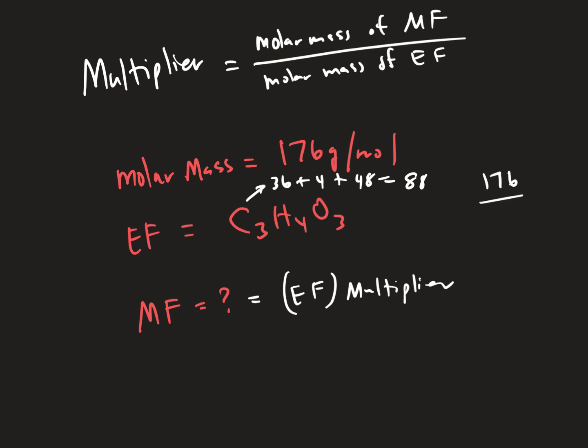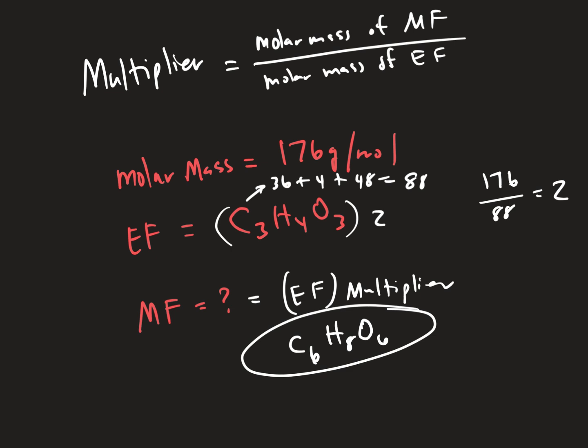All right, so 176 divided by 88, and that's 2, right? Was it exactly 2? Okay, so our multiplier is 2. So we multiply everything by 2, and we get C6H8O6. Pretty straightforward. How are we feeling?